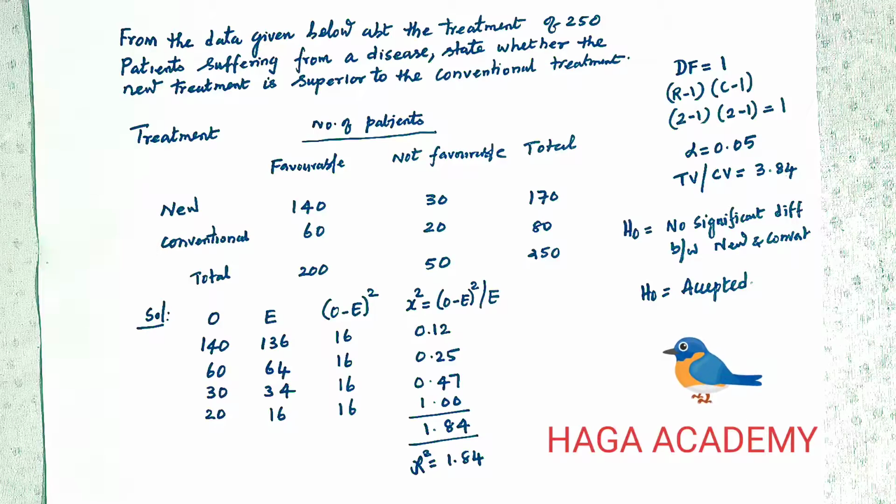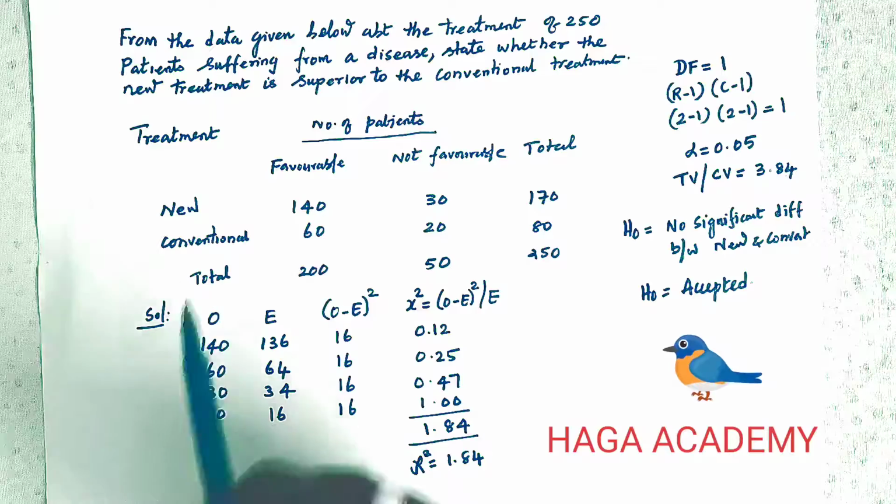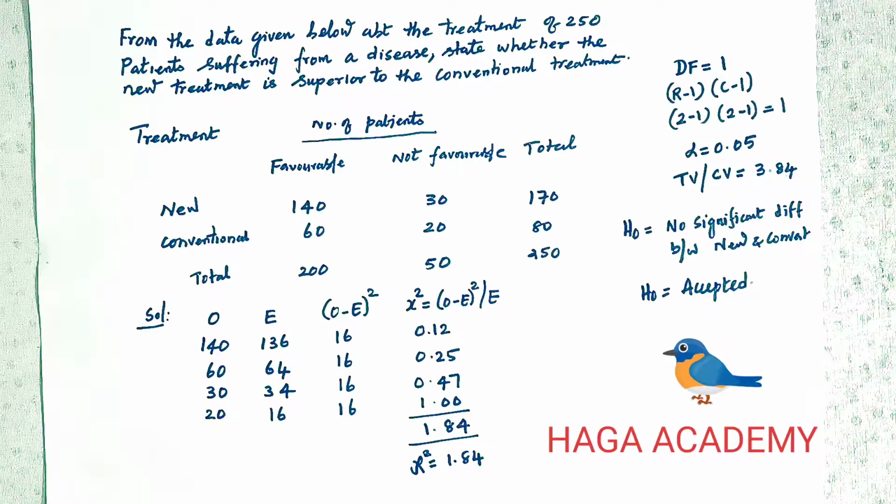Today we are going to discuss chi-square analysis. For the purpose, we have one data set of 250 patients suffering from some disease. The doctor is going to give two kinds of treatments: one is the traditional treatment, another is a modern treatment. I mean, a conventional treatment and a new treatment.